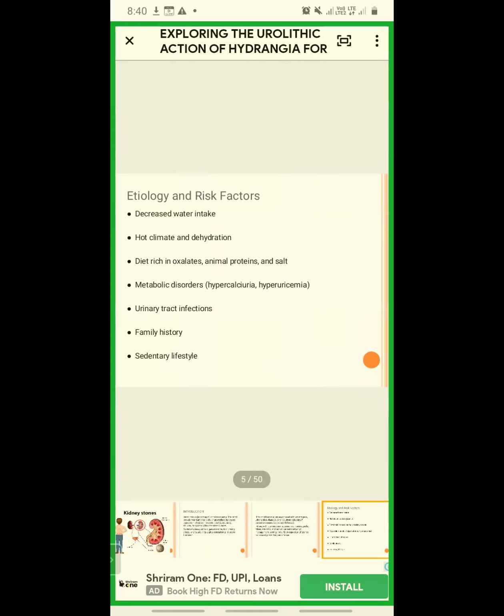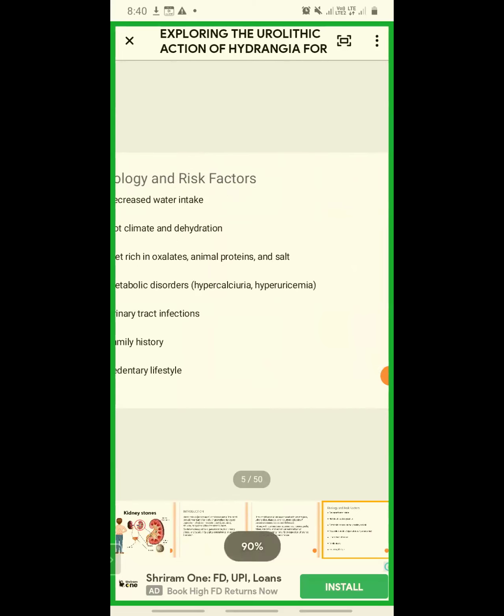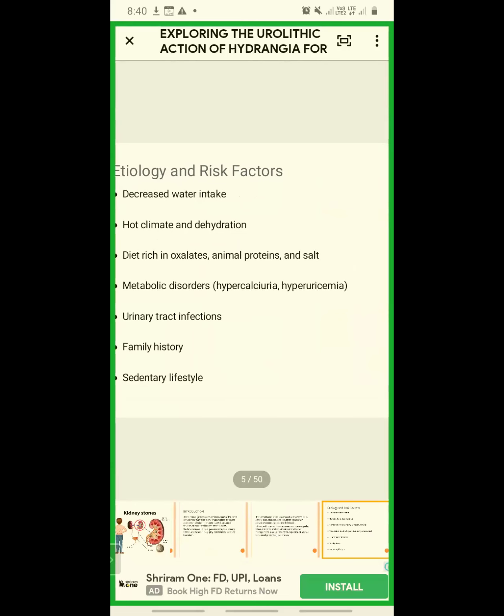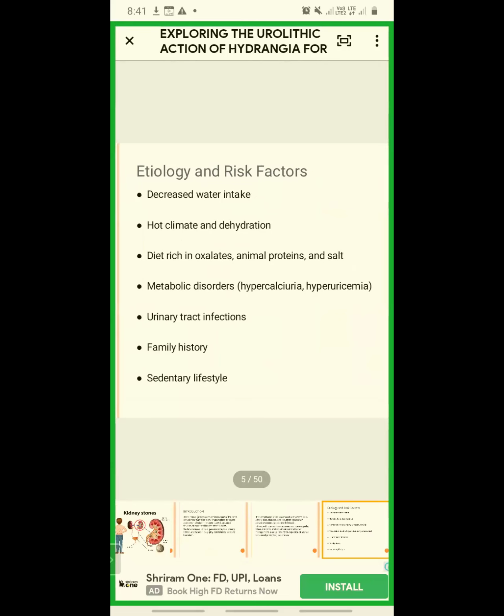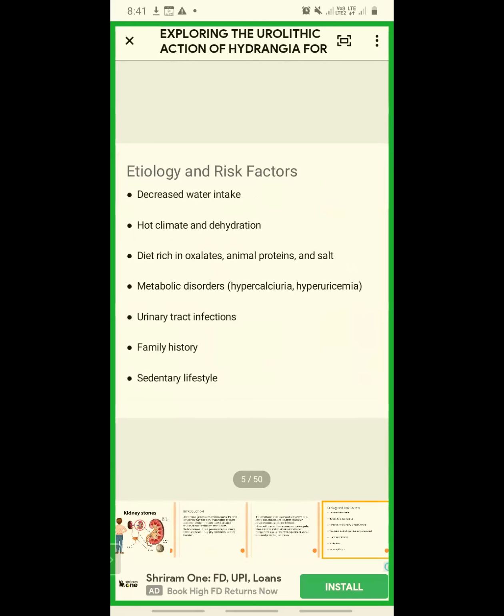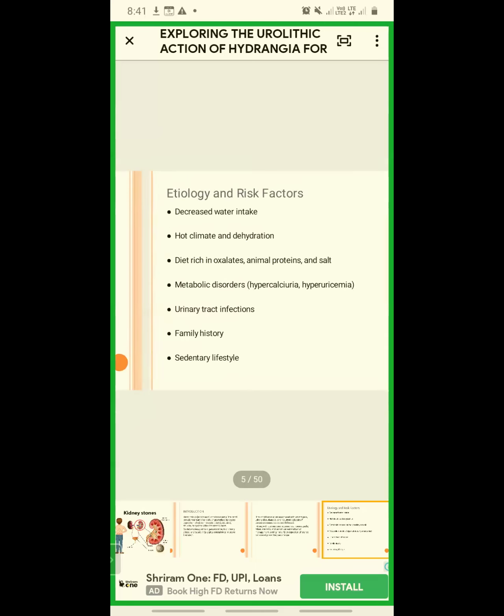The main reasons behind this are decreased water intake, hot climate, diet rich in oxalates and animal protein, and some metabolic disorders like hypercalciuria, hypercalcemia, then frequent urinary tract infection, family history, and a sedentary life.